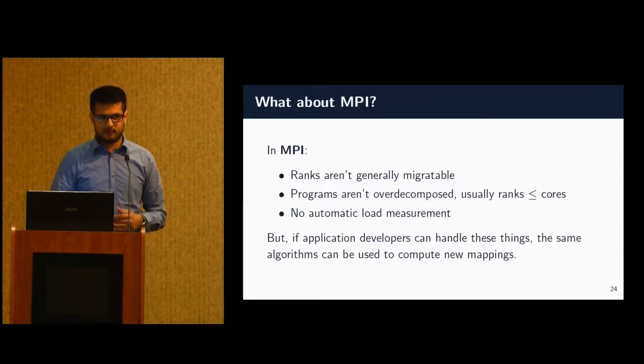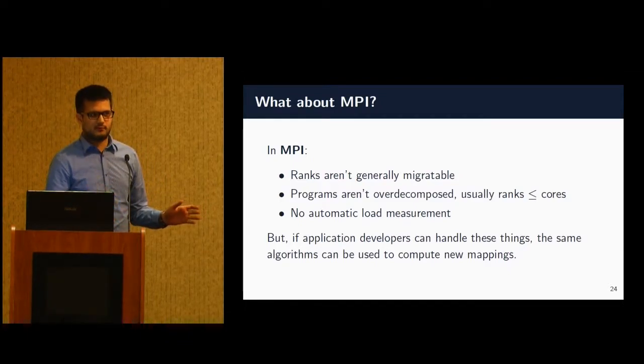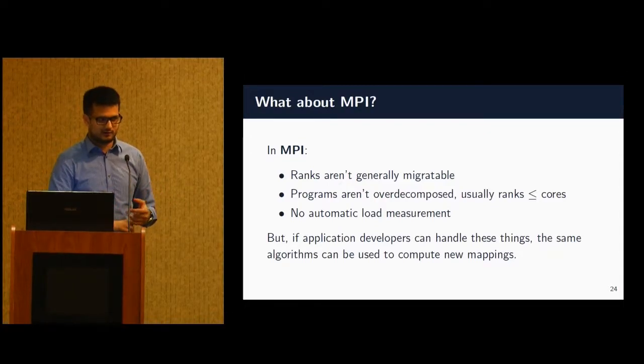Some of the big issues are that MPI ranks usually aren't migratable. Programs usually aren't that over-decomposed, and in most of the MPI applications I've worked with, the number of ranks is less than or equal to the number of cores in your allocation. And there's also no automatic load measurement, so you have to figure out load balance issues dynamically and be able to use that to make decisions. However, if application developers can handle these things for us, we can provide the algorithms to actually do the mappings. You have to take care of the measurement and the migration, everything like that. But we still have a lot of help to offer in terms of scheduling and moving stuff around.